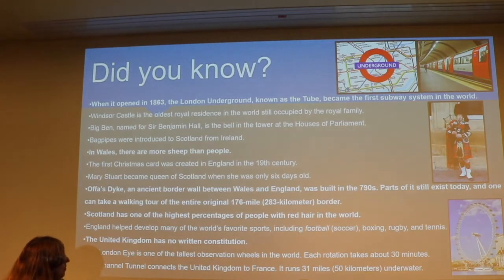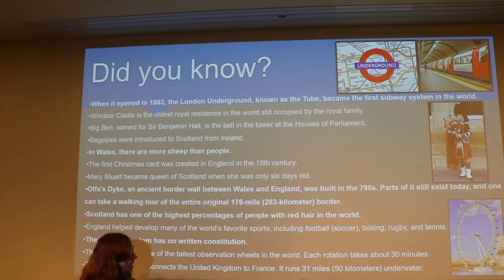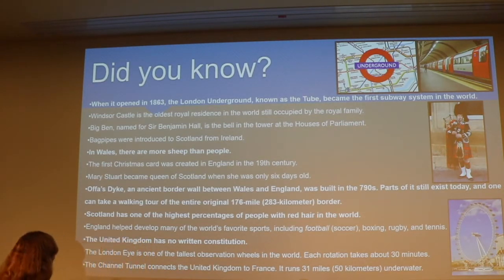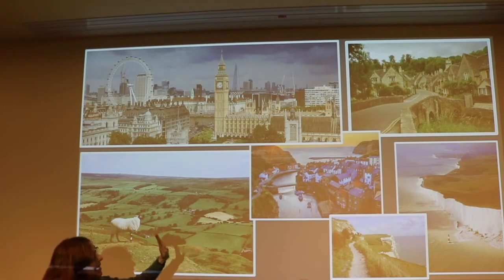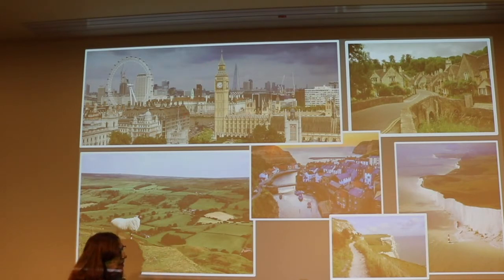England helped develop some of the most favorite sports in the world: soccer, boxing, rugby, tennis. And it'd be interesting to know that the United Kingdom has no written constitution. Taking a look at England itself, you're going to see London with the modern mixed with the ancient city. You'll have Big Ben here, and then you'll have some of the modern skyscrapers in the back. You can see this drawbridge up because this is the river we talked about, the River Thames.